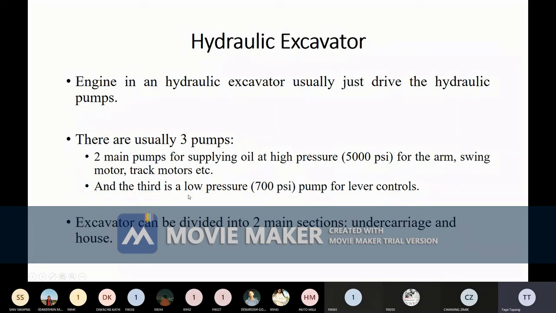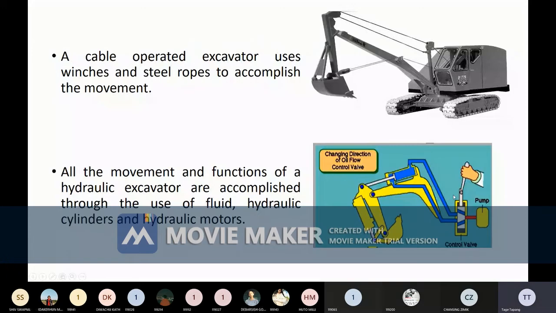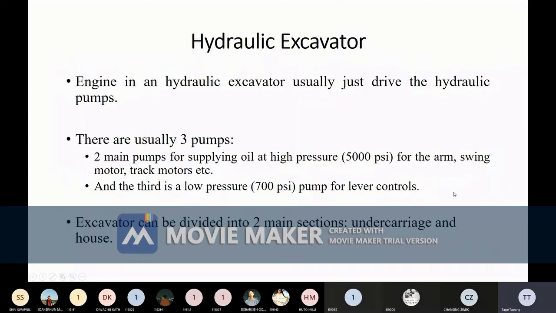And the third one is a low pressure pump which works at 700 psi for lever controls. You see, actually this lever would also be difficult to control manually because a high amount of pressure is working. So in order to make the movement of the lever soft, easy, smooth, we are using one more pump. Alright.